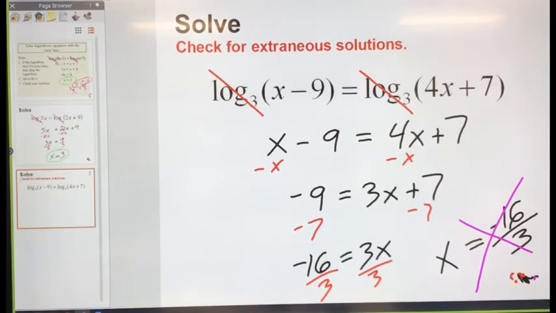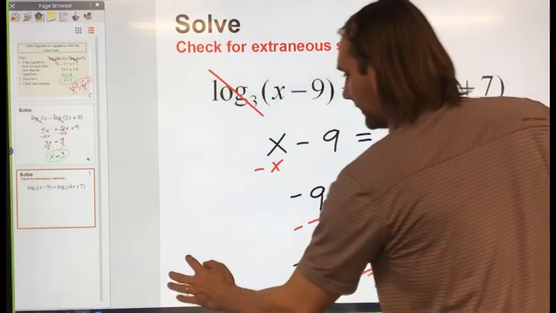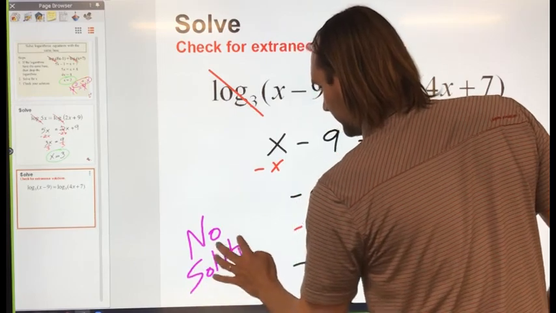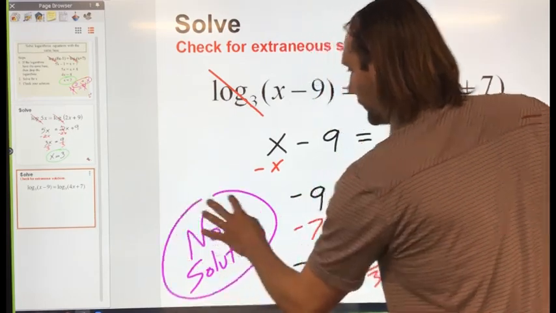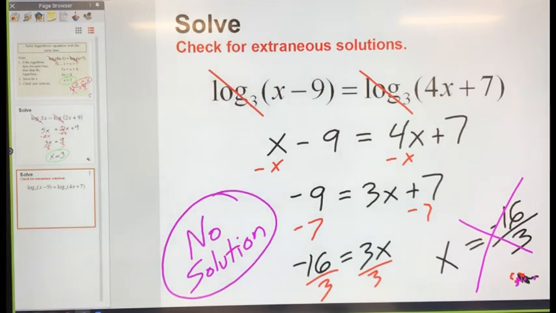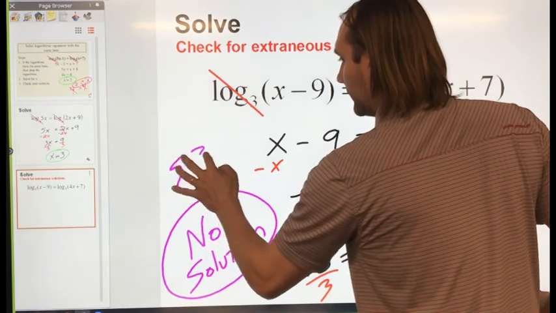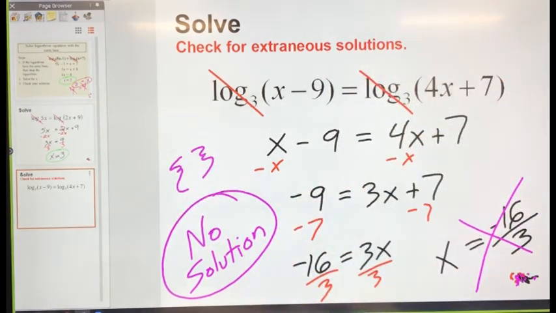I don't end up with any more x values to test, so what do you think the solution is? No solution. No solution, very good. There are no x values that will work for this logarithmic expression. And you might see no solution stated as an empty set, which looks like open and closed braces.